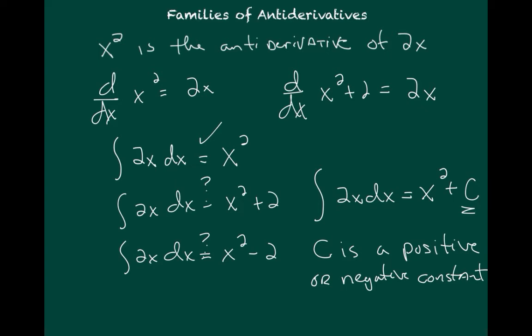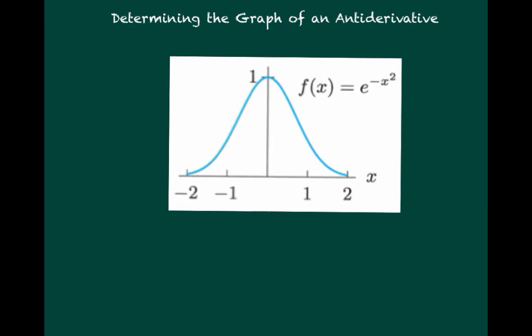Let's take a look at the graph f of x equals e to the negative x squared. And that graph would look something like this. It's going to hug the x-axis, and then beginning at negative 2, it begins an ascent toward a maximum at y equals 1, and then it begins to decrease and then once again hugs the x-axis off to infinity. And this is the derivative of something.